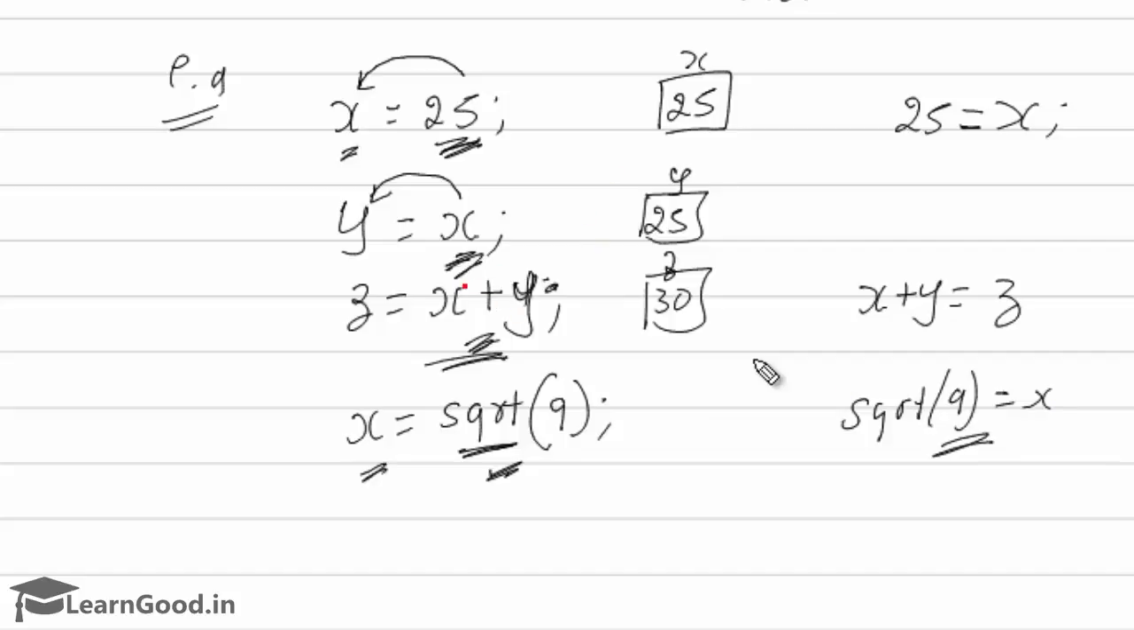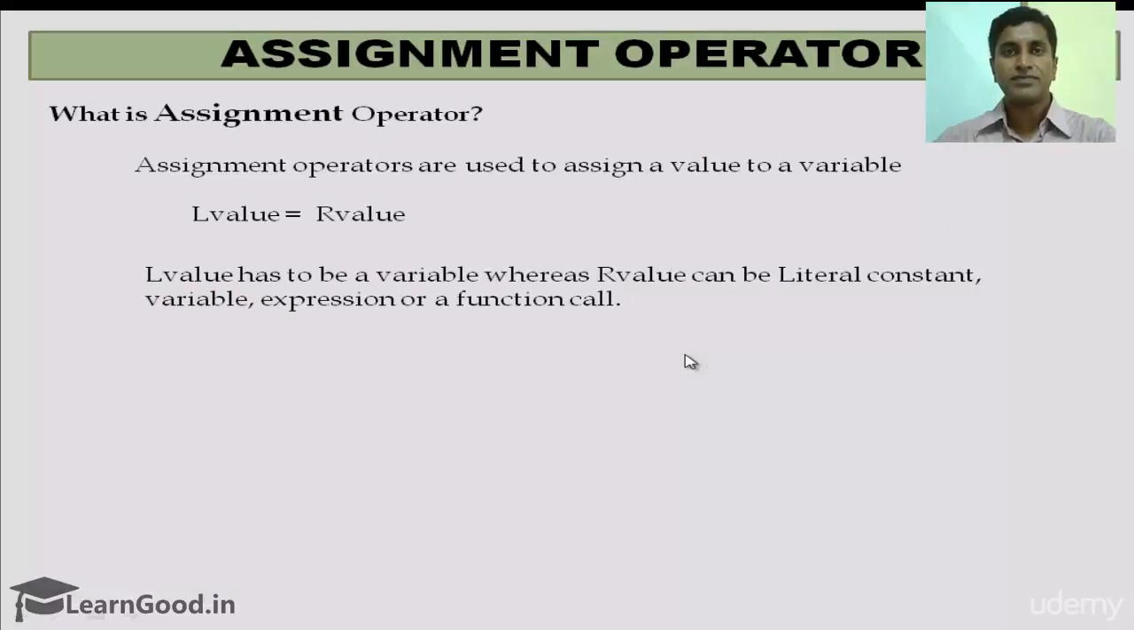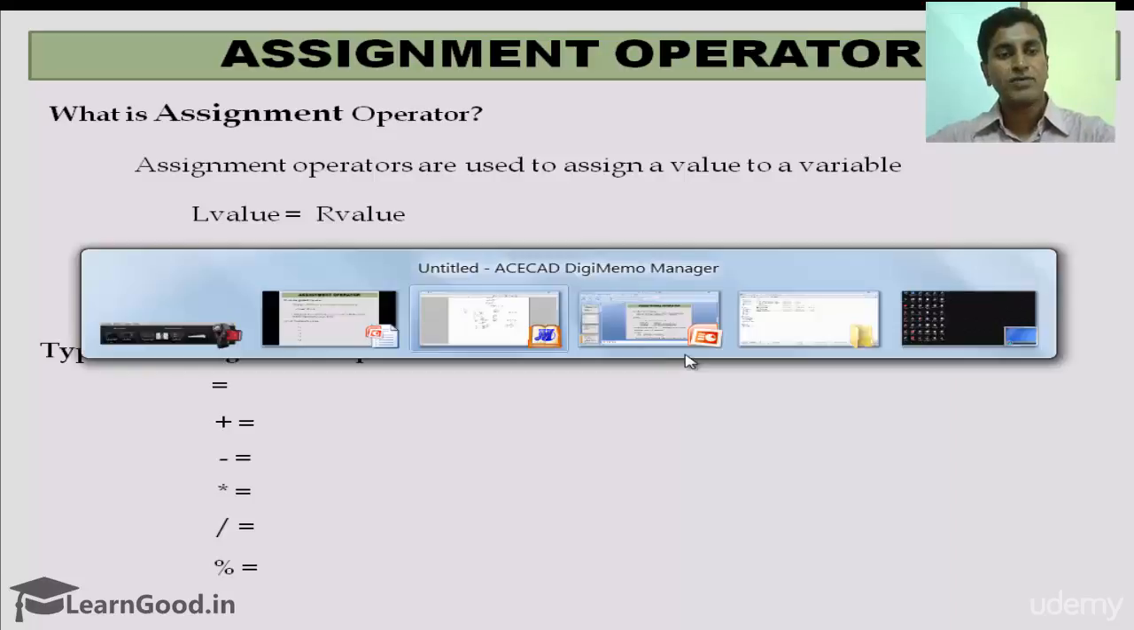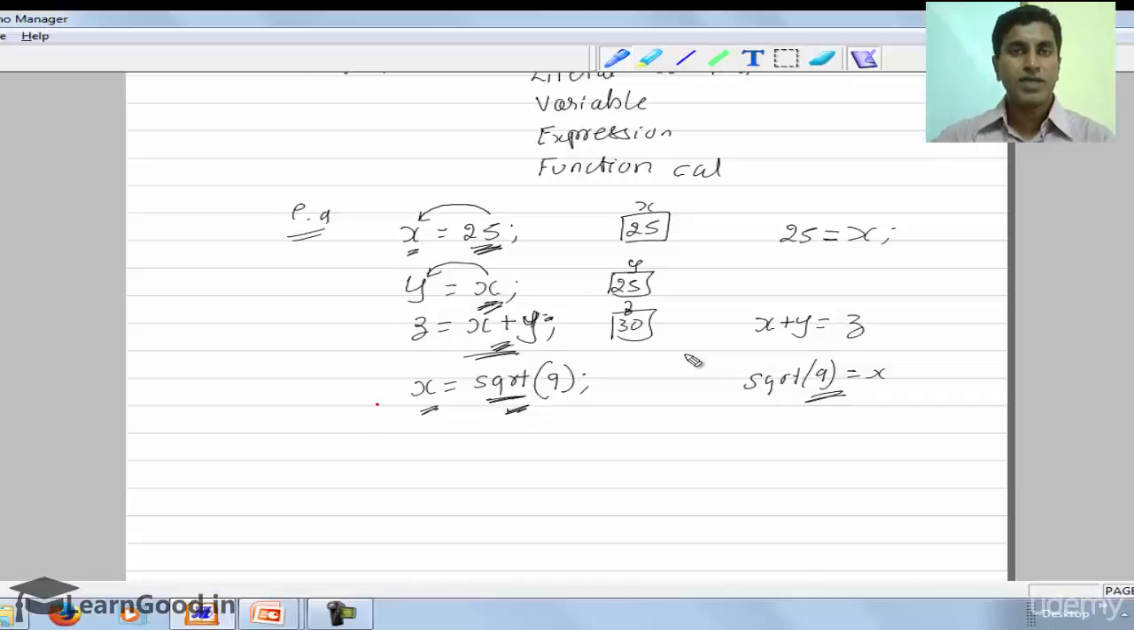There are different assignment operators available in C language. So what are the different types of assignment operator? You have the equal to assignment operator, and there are others: plus equals, minus equals, asterisk equals, slash equals, modulus equals, etc. These are all different assignment operators. So let's take up plus equals and see how it is going to look. If I want to give x equals x plus 8, what is the meaning of this?